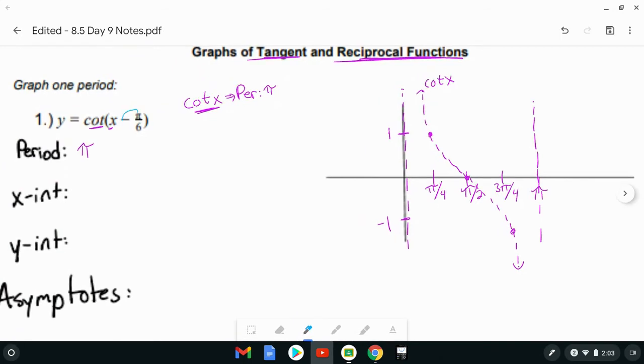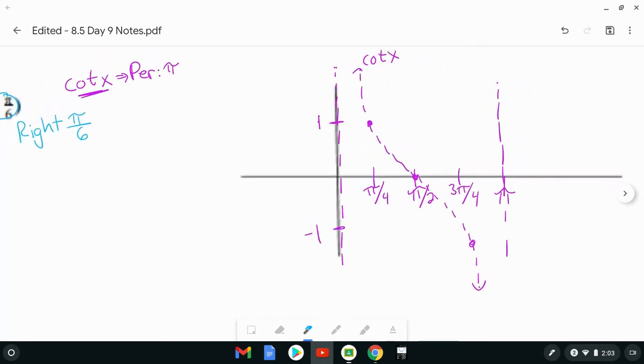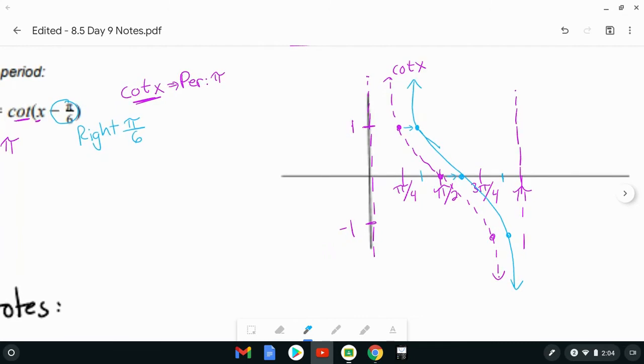We notice that opposite inside, this is a phase shift right, pi over 6 units. So what we're going to do here is we're going to take each point and we're going to move it pi over 6 units. So this one's got to go right pi over 6 units, which isn't quite pi over 4. So it's going to be about here. We're going to move this right pi over 6 units, and we're going to move this right pi over 6 units as well. Okay? So when we do this, we notice that, because that's the only transformation to our graph, this blue line would actually be the graph of cotangent of x minus pi over 6.